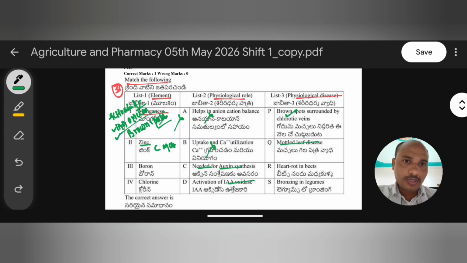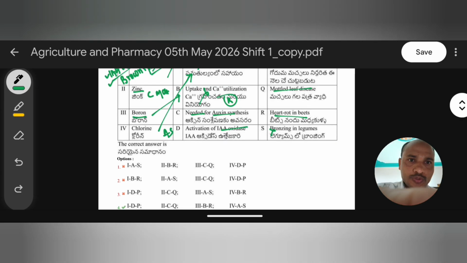Now coming to boron. Boron helps in calcium uptake and utilization, translocation of sugar, and pollen grain germination; all are various functions of boron. Its deficiency leads to heart rot disease. So here R. And finally chlorine. Chlorine helps in anion and cation balance, here A, and the disease caused in legumes is bronzing disease. So we have to choose the right answer here.